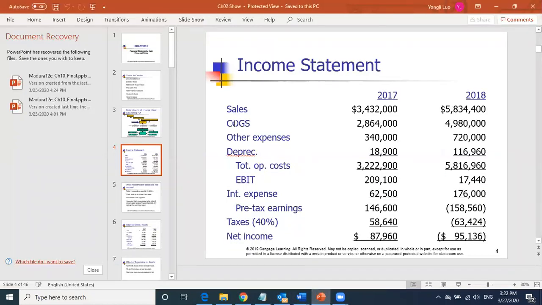And then the company excludes the cost of goods sold. COGS is called cost of goods sold.